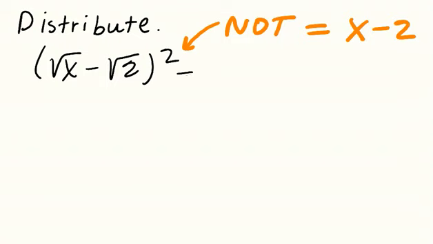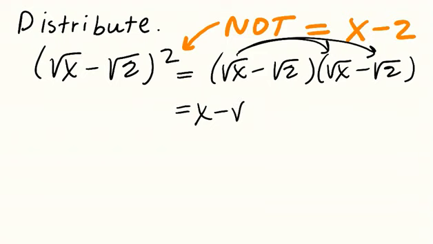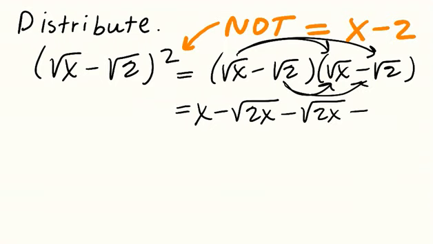So this is square root of x minus square root 2, times square root of x minus square root of 2. First is going to be root x times root x is equal to x. Outside is minus square root of 2 times square root of x is square root of 2x. Inside is minus square root of 2 times square root of x is square root of 2x. And last is plus square root of 2 times square root of 2 is regular 2.